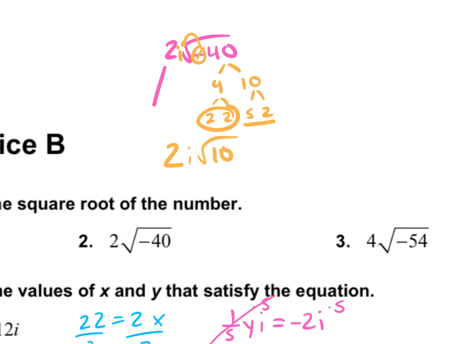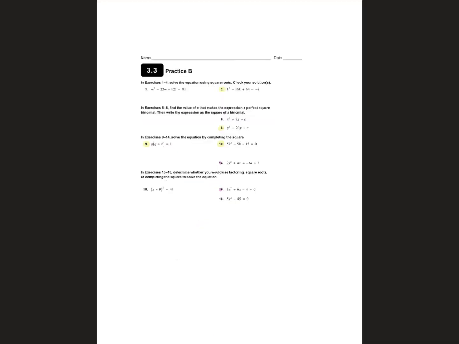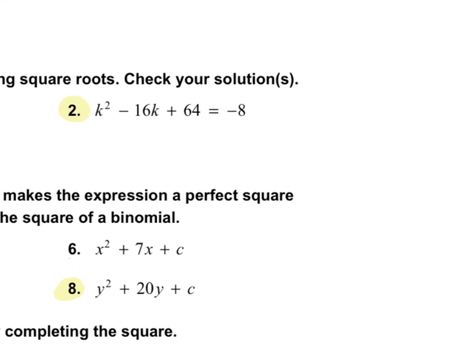Multiply. But I also already had, guys, a 2 outside. So what do I do to those 2 2's? Multiply them together. So it'd be 4i square root 10. So that's the answer to number 2. So let's take a look at number 2.